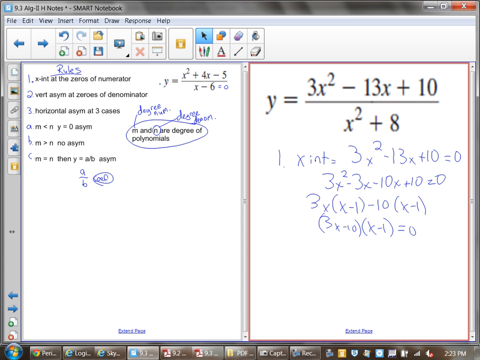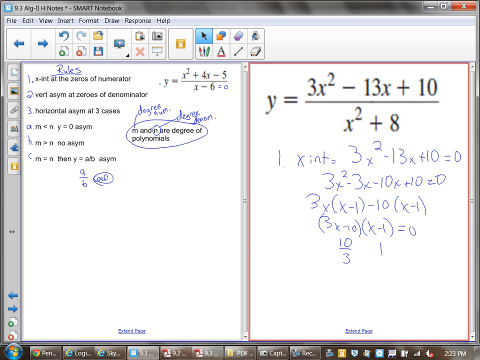So if you have 3x minus 10 and x minus 1 as your terms, your zeros would be positive 1 and 10 over 3. So it's at 1 and 10 over 3. Okay? Those are my x-intercepts.